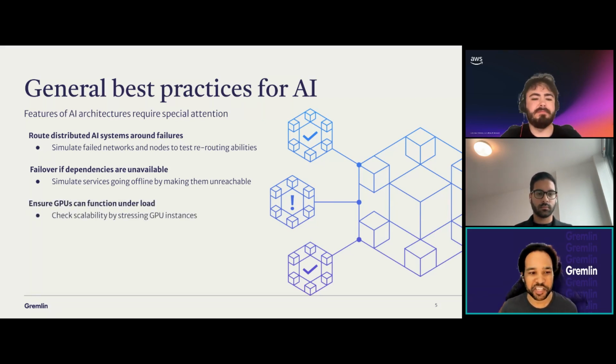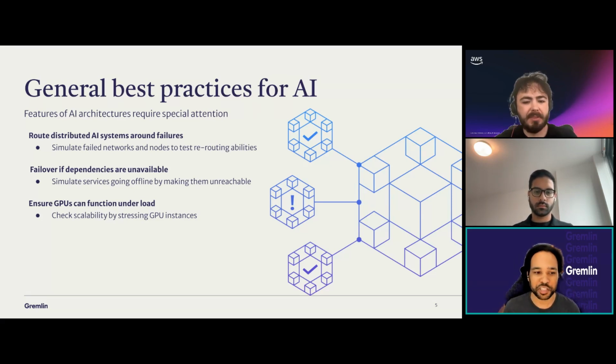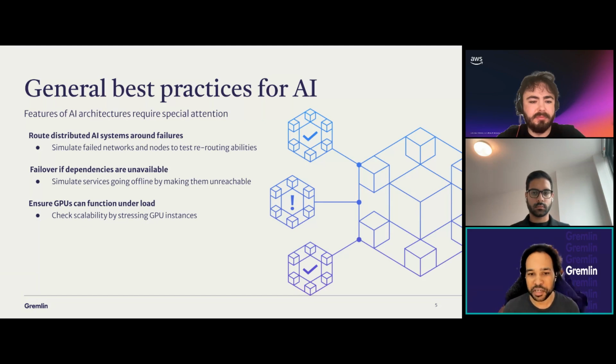Very popular and very topical to AI is GPUs. We rely on a whole bunch of them and their power in order to make these models run. So we need to make sure that they can function under heavy load. Well, tools like Gremlin can actually stress out GPUs and make them run as if they were running a really intensive model. This is helpful for testing scalability and making sure that having a GPU heavily stressed and under heavy load isn't going to take down your entire system or make your entire system unresponsive.